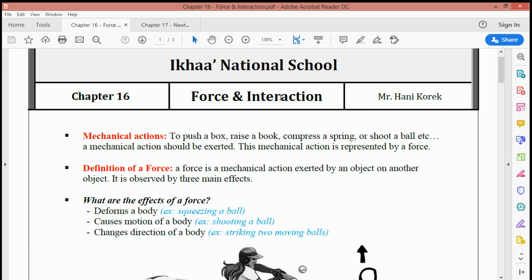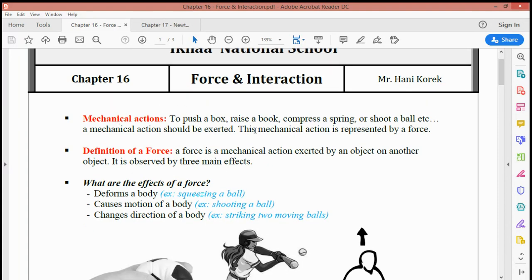about the forces and interaction. We've taken this lesson last year, but I'll do a quick overview on this lesson before reaching the new ideas. At first, the force is a mechanical action. We can push a box, raise a book, compress a spring using a mechanical action.